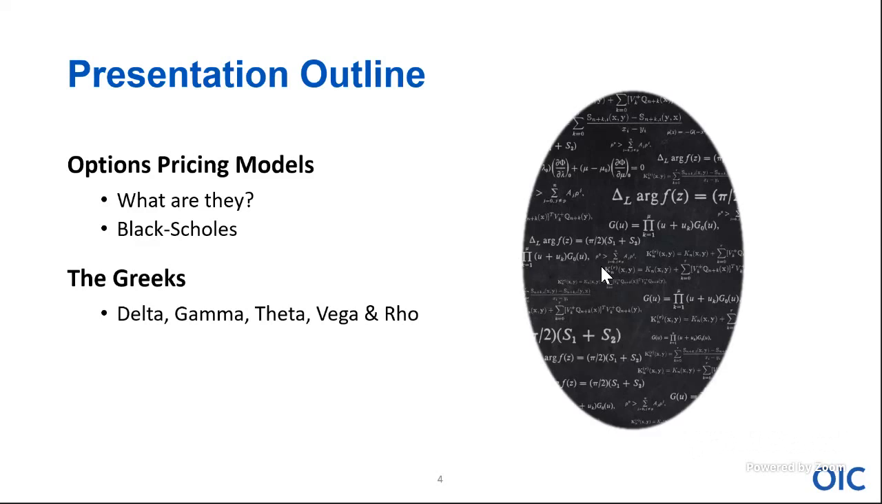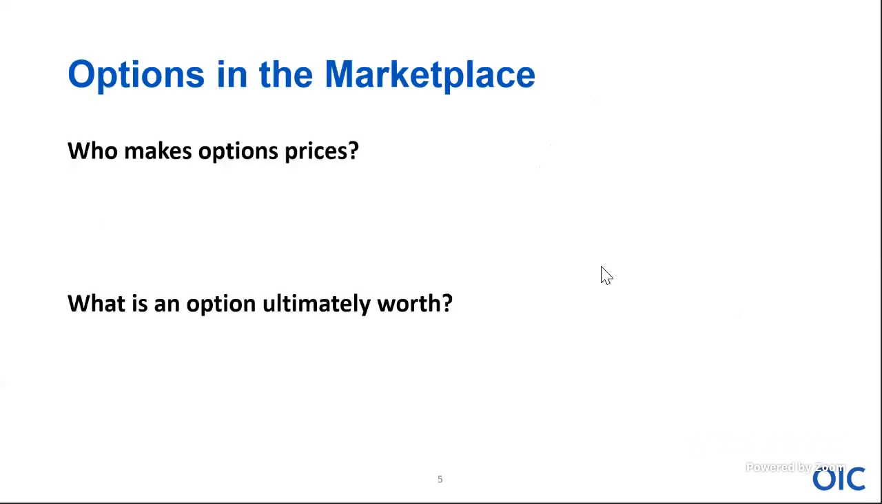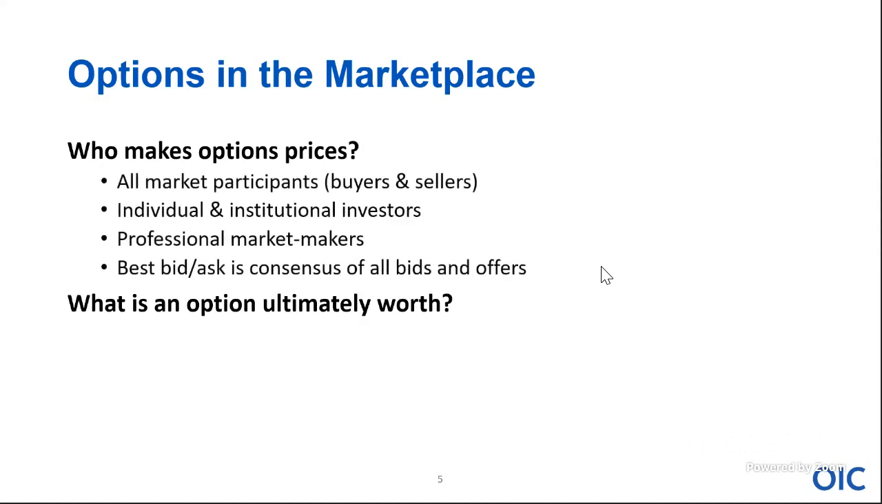It's a common question for investors to be uncertain. Why did my option value change from this to this? I don't understand why, and the Greeks can certainly help you do that. Before getting to the pricing models, first and foremost, options prices are derived from all market participants.